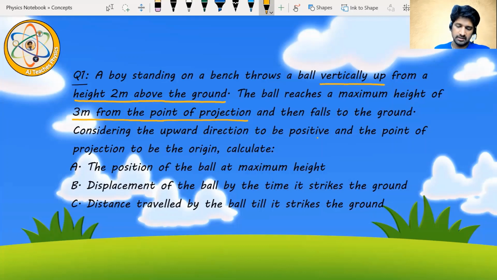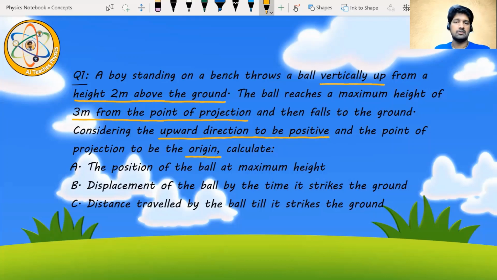Now you are also given the reference frame here. Consider the upward direction to be positive. It means that the downward direction or anything directed downwards would be negative. Any vector quantity directed downwards would be negative. And the point of projection is the origin.